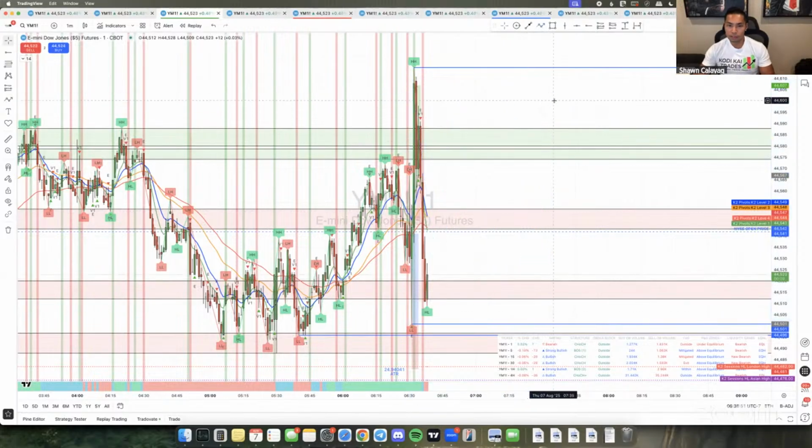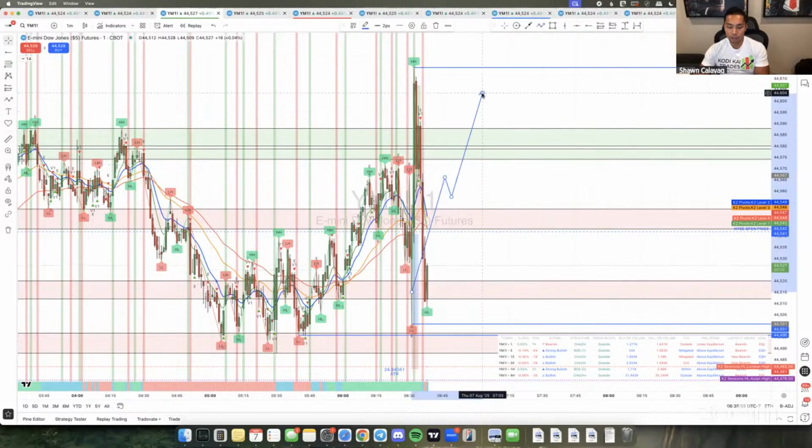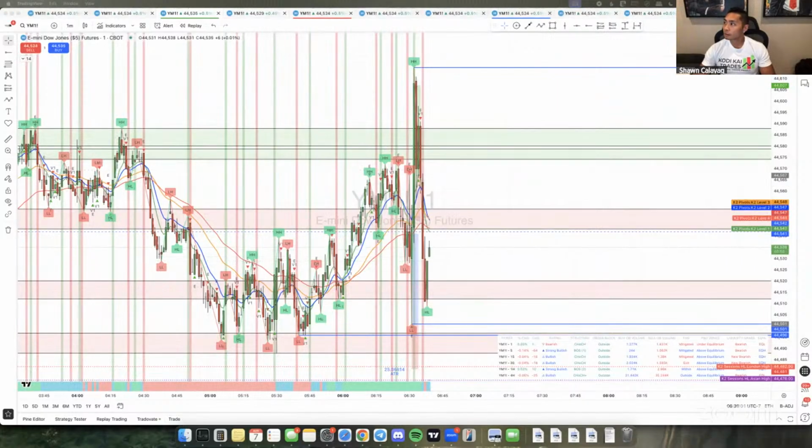In order for me to take some entries, I'm going to look for price to break out of this area and push up higher. Yeah, we'll see what happens.